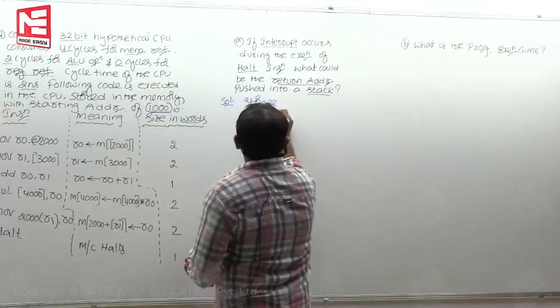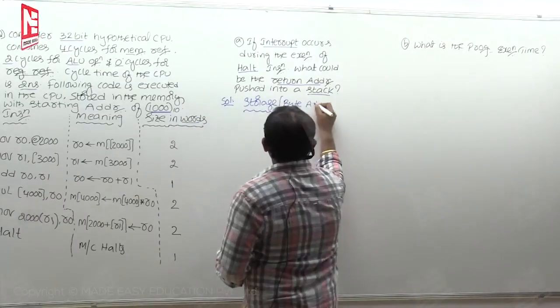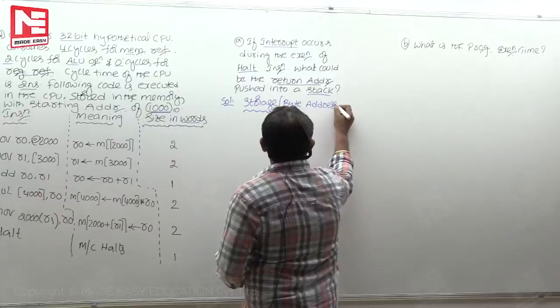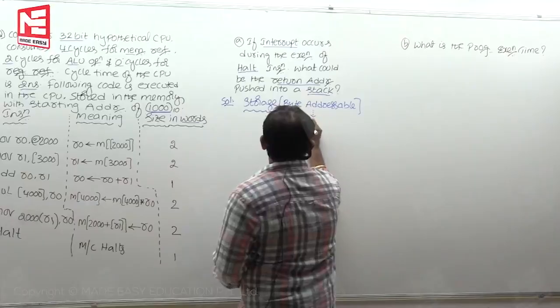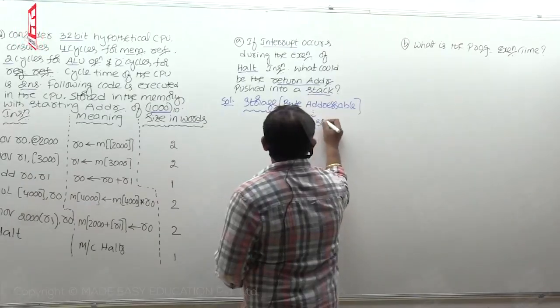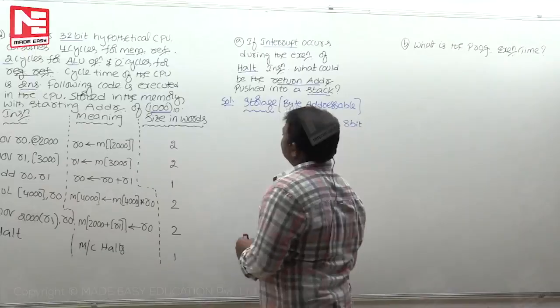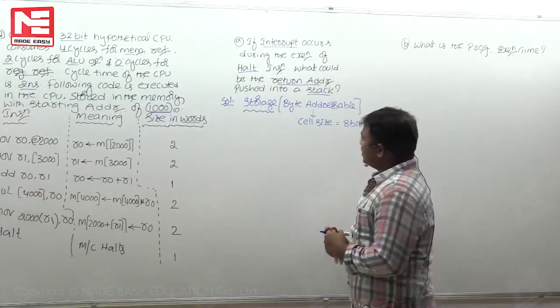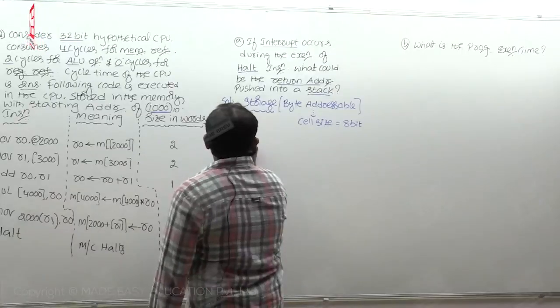Storage structure. Here, memory is byte addressable by default. The memory configuration is not given, so the default configuration is byte addressable. Byte addressable means the cell size is 8 bits. Is it okay? Right. Now verify this.